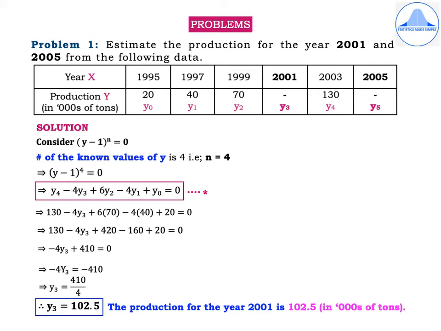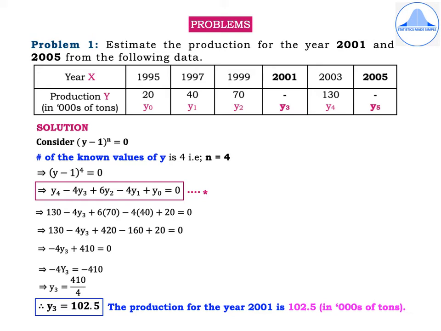Now, how do we write the next step? First, start with y4, y3, y2, y1, y0 equated to 0. Now, y4 will have the plus sign, but usually it's not written. y3 will have the negative sign, y2 has a plus sign, y1 has the negative sign, and y0 has the plus sign. So it is alternate plus and minus for all the y terms.